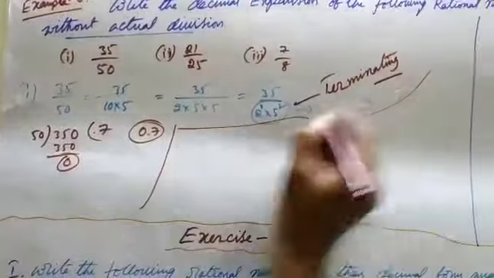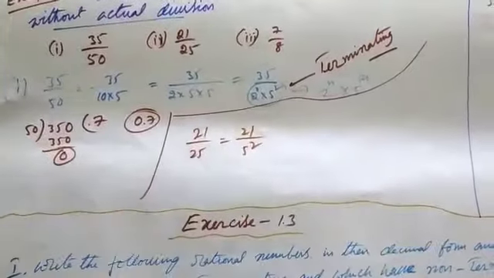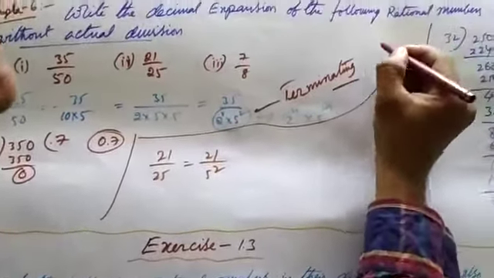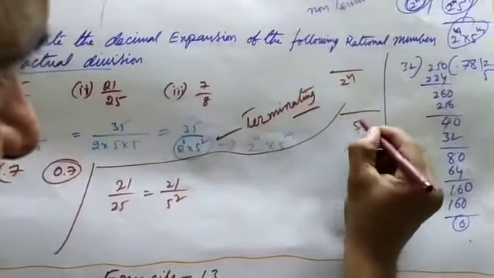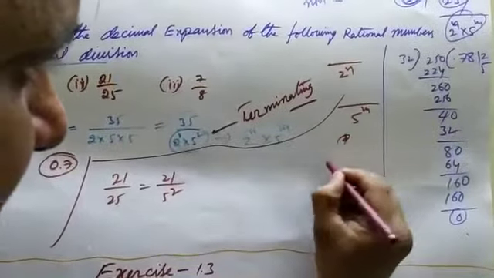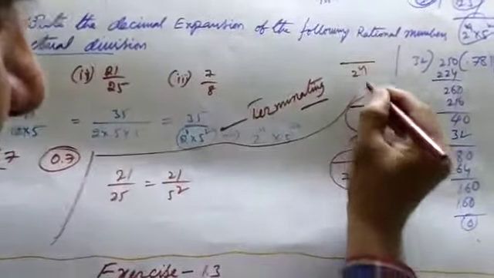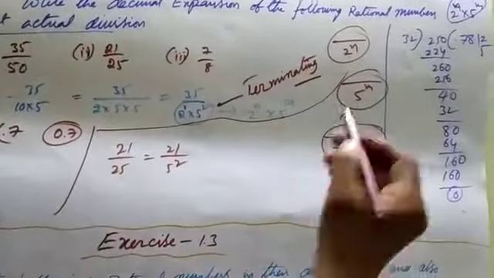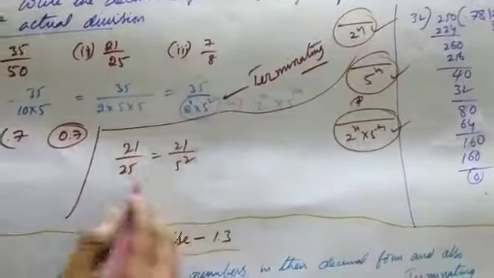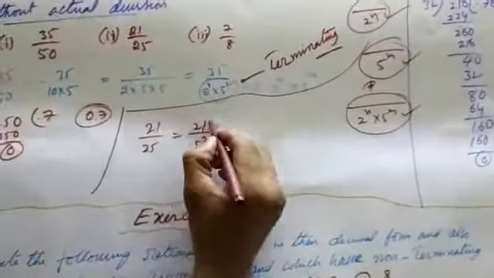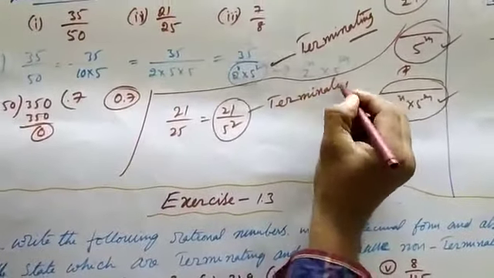21 by 25. 25 means 5 square. What is the denominator portion? Anything by 2 power n, or anything by 5 power m, or the combination of 2 power n into 5 power m, whatever it may be. The denominator portion like this, or like this, or like this. The total fraction is terminating. See, the total fraction is terminating.